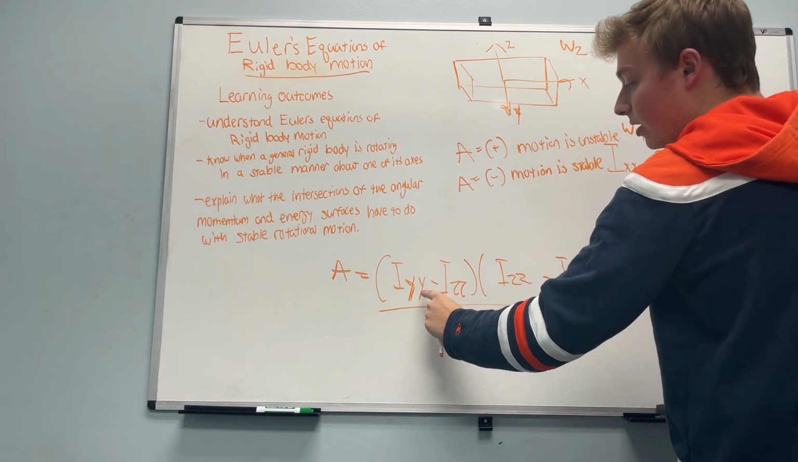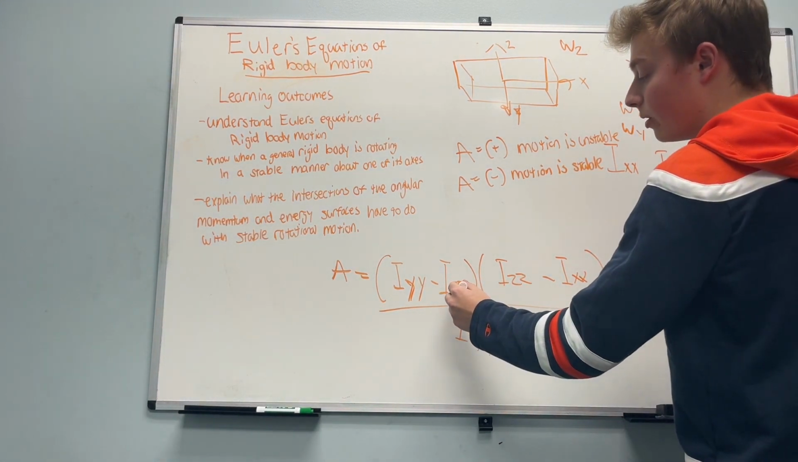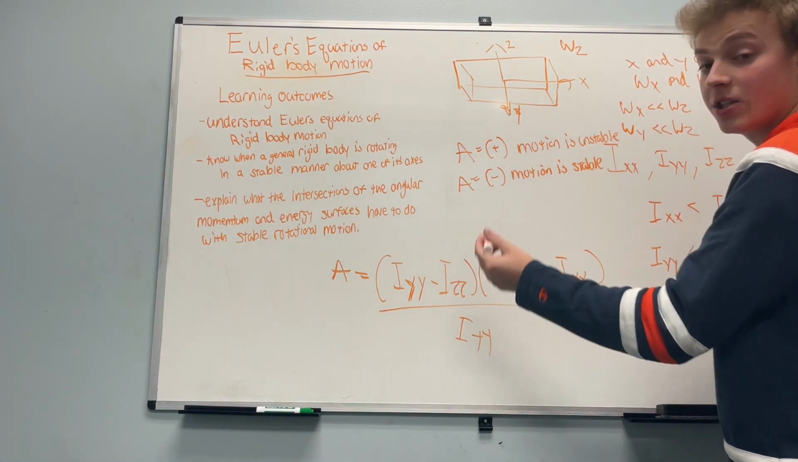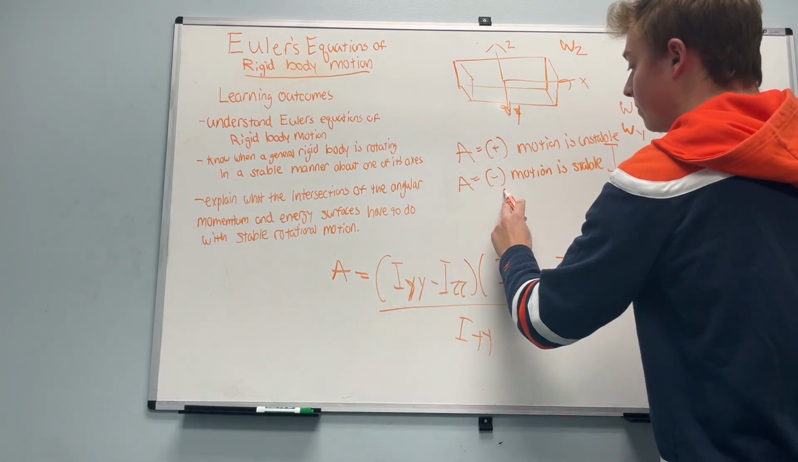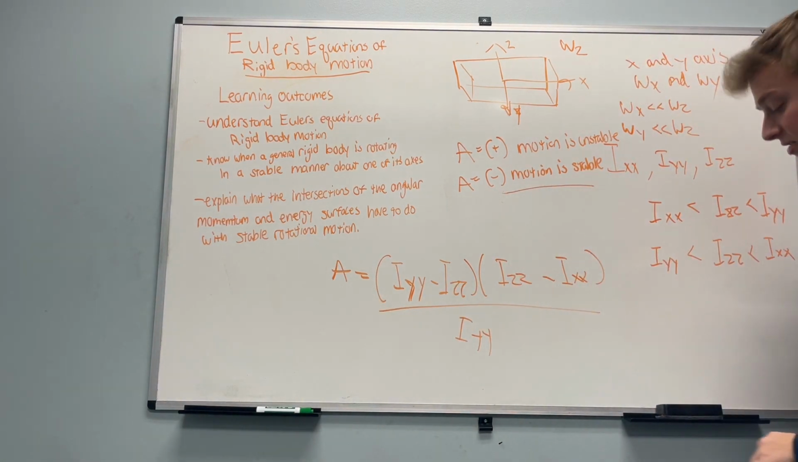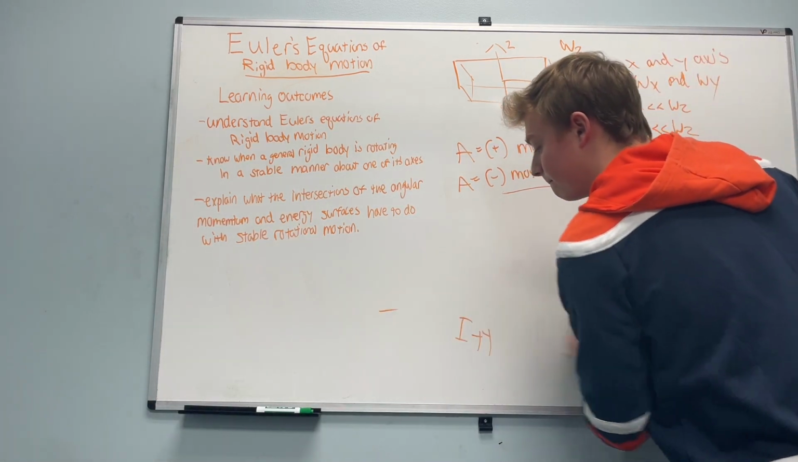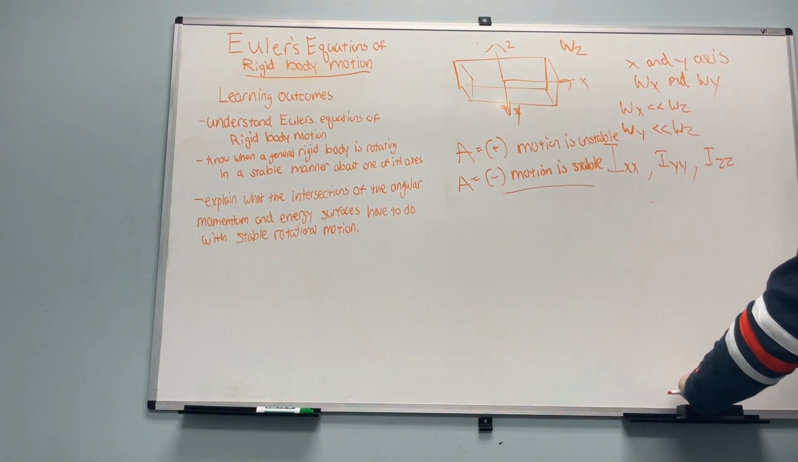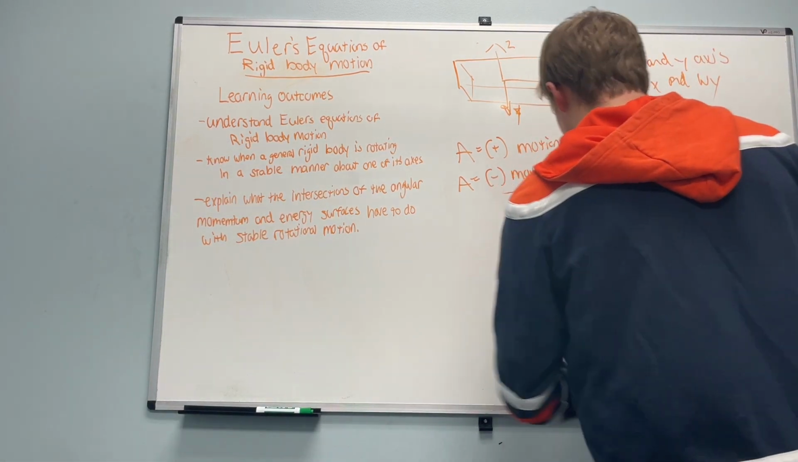Now, we could also see that if our rotation is around a maximum or minimum moment of inertia, A will then be negative and our motion is stable. So in summary, we have that unstable motion.